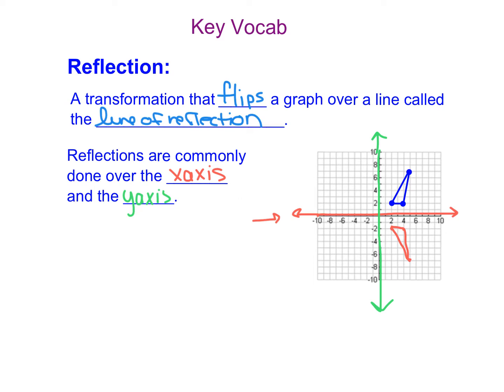Over the y-axis, it would be similar, but the shape would be over this vertical line here. So notice again that all of the dots are the same distance away from the y-axis. They're just on the opposite side. So here we have our reflection over the y-axis.